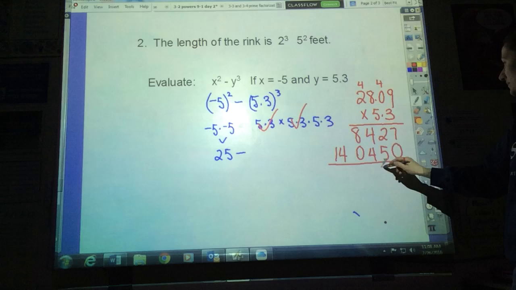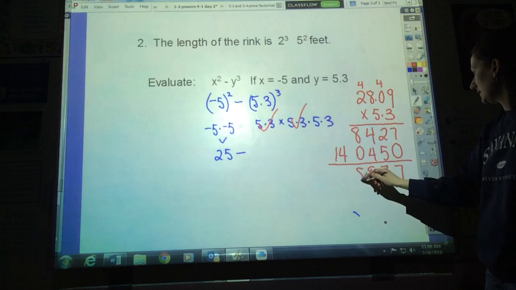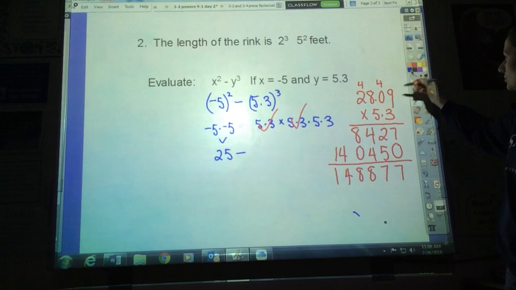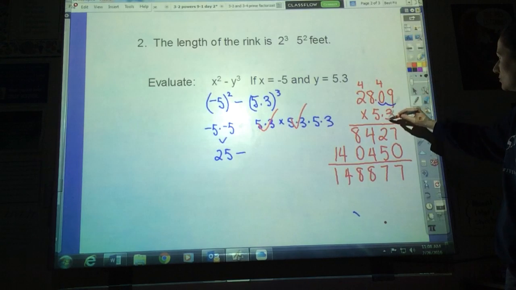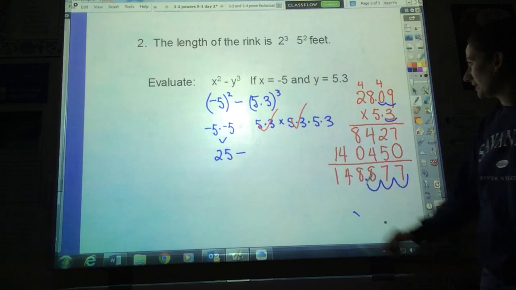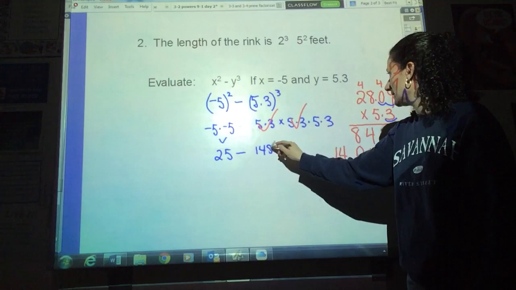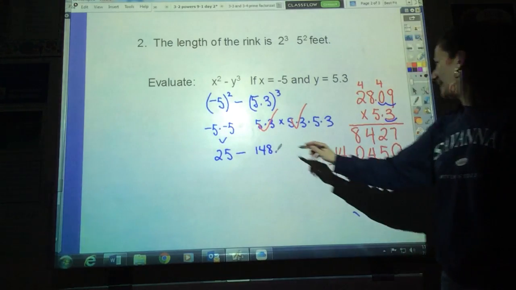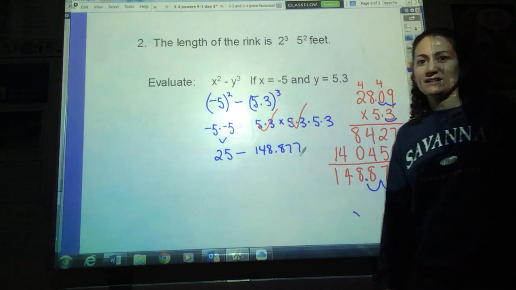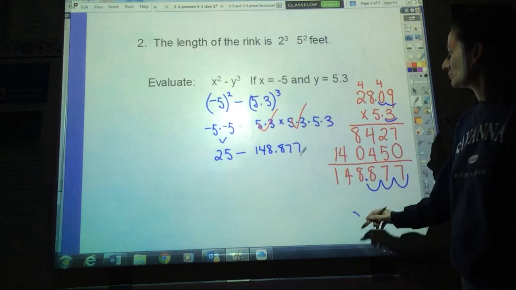I'm going to add it up carefully. And then I'm going to carefully place my decimal. Watch this. 1, 2, 3. 1, 2, 3. So I've got 148 and 877 thousandths. That was a lot of work. I told you this one is going to be a lot of work.